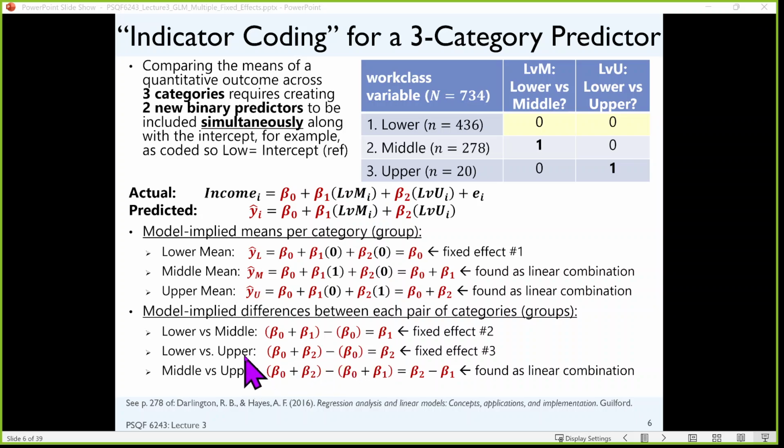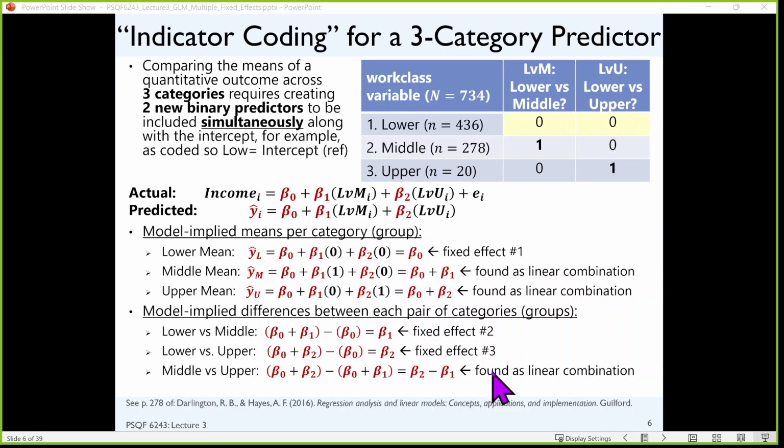Same thing happens in differentiating lower versus upper. The mean for upper is beta 0 plus beta 2. The mean for lower is still beta 0. Beta zeros cancel, you're left with beta 2. So this is a long-winded way of saying the slopes directly tell you these two particular group differences. Beta 1 is how the middle group differs from the lower group. Beta 2 is how the upper group differs from the lower group. So here's my three model parameters and what they tell me directly.